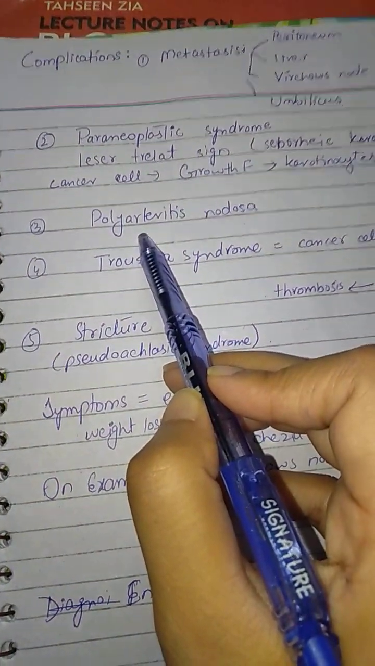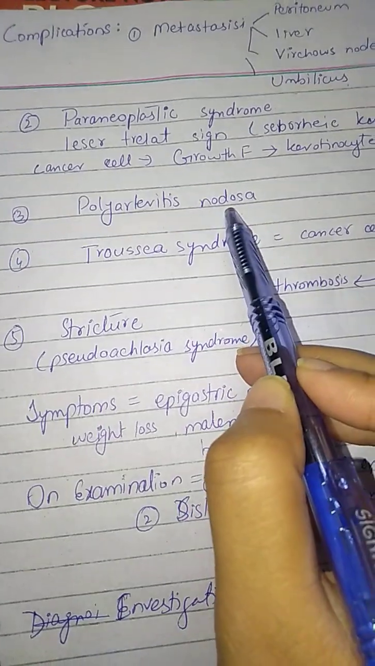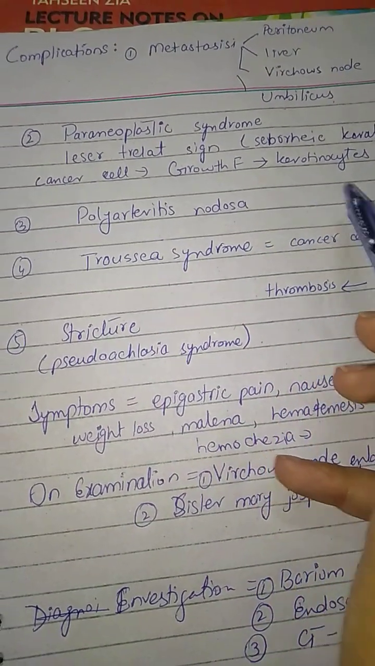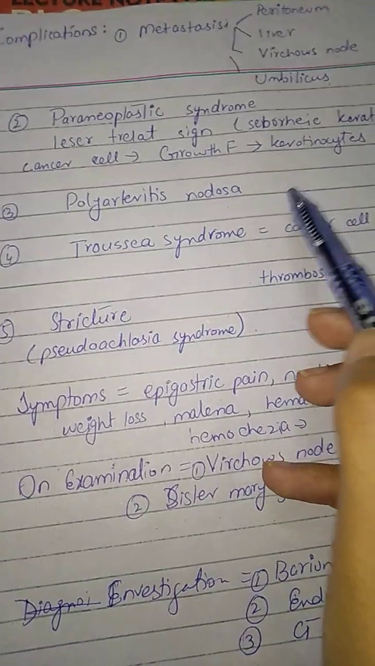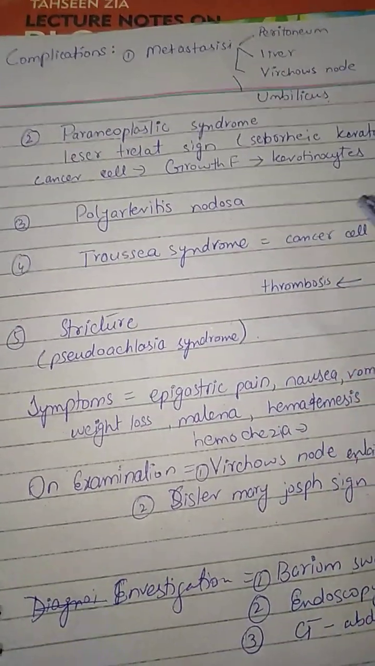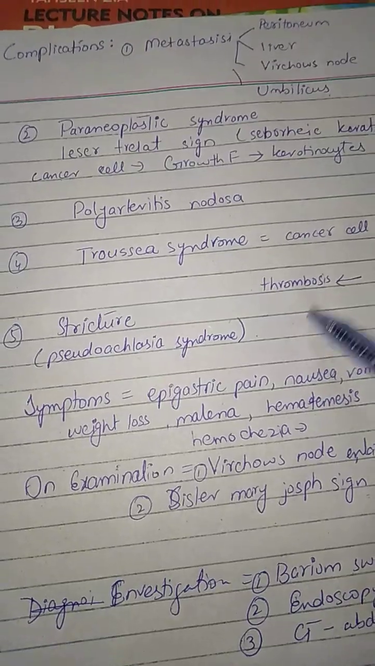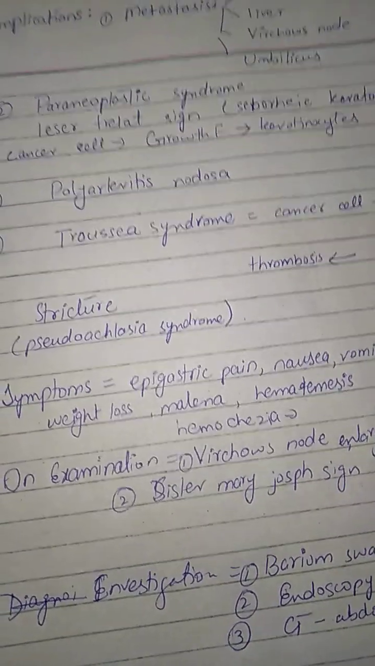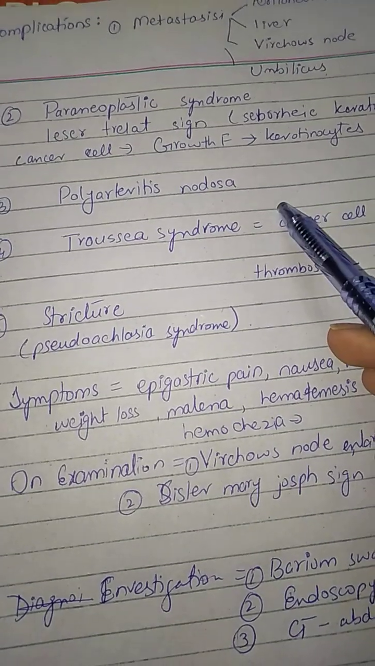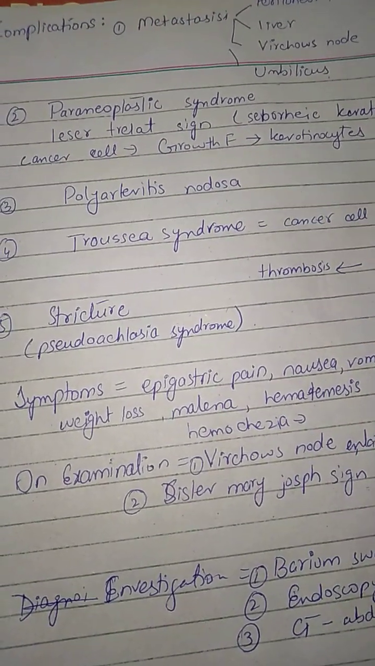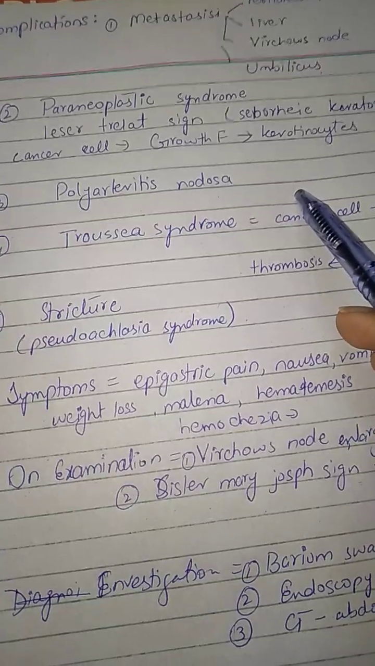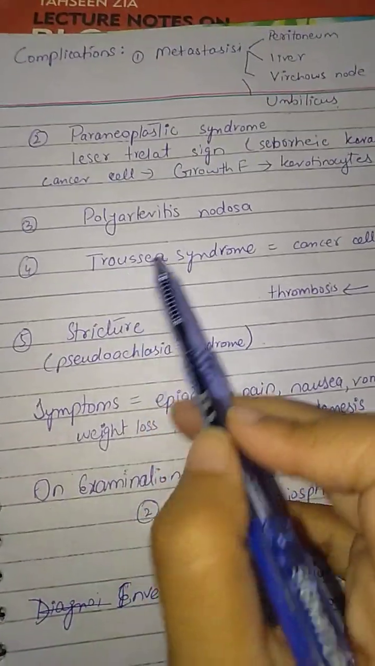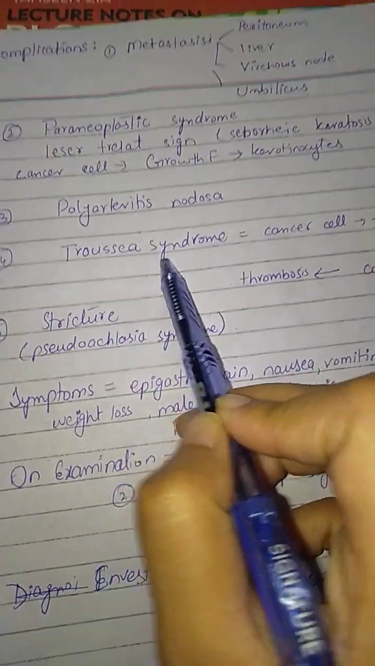Third complication is polyarteritis nodosa. Polyarteritis nodosa is the vasculitis or inflammation of the medium-sized arteries, so all the medium arteries that are involved in our body will cause dysfunction in their respective organs. For example, in the heart they will cause myocardial ischemia, and in the kidney they will cause renal failure. Fourth one is the Trousseau sign, that is the most important sign.